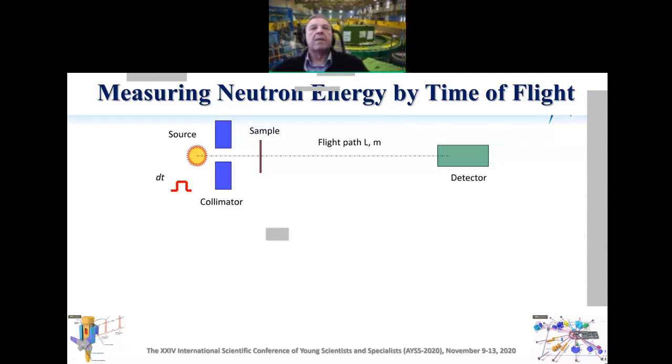How does this method work? We have the neutron source, which is operating not in steady state mode, but in pulse mode. Neutrons are emitted in very short pulses, with a time duration equal to dt. The sample is positioned in between the neutron source and the detector. The distance from the source to the detector we are able to measure by a ruler or by a laser line, or by any tool. And we know this distance precisely, and this distance we call the flight path.